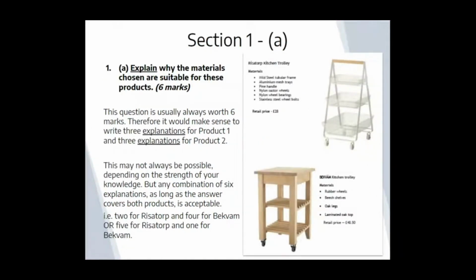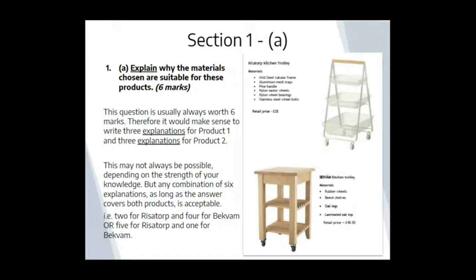So the question 1A for the 2 kitchen trolleys that you've been given is asking you to explain why the materials chosen are suitable for these products for 6 marks. It's usually always worth 6 marks, this question, so it would make sense for you to write 3 explanations for the first product and 3 explanations for the second. That might not always be possible depending on how strong your knowledge of material properties are, but any combination of 6 explanations, as long as the answer covers both products, will be acceptable.